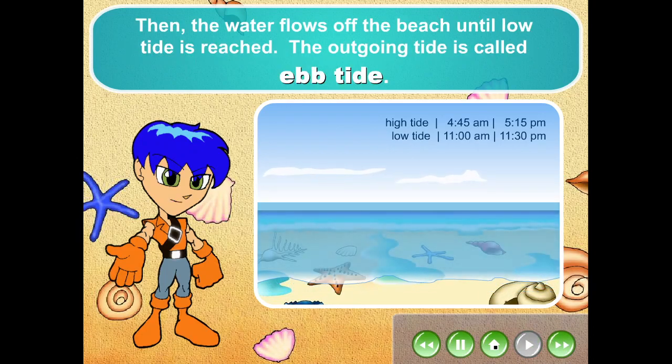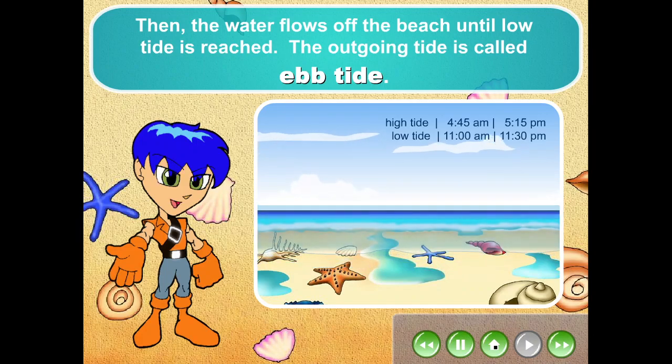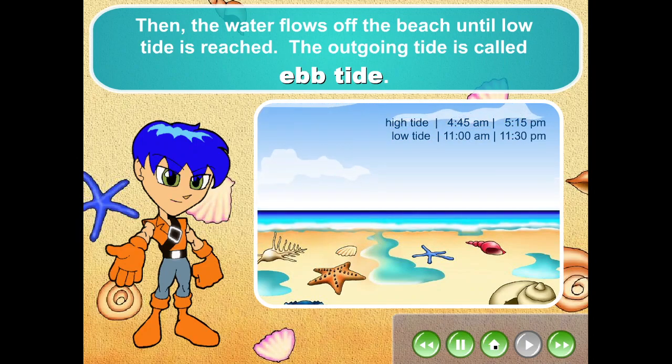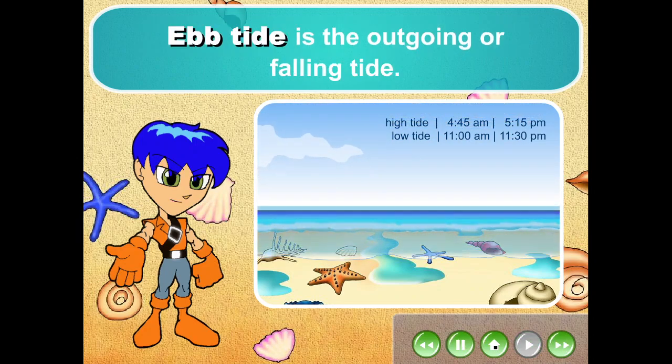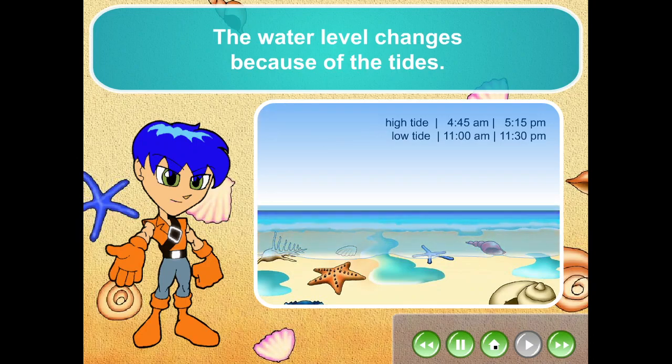Then the water flows off the beach until low tide is reached. The outgoing tide is called ebb tide. Ebb tide is the outgoing or falling tide. The water level changes because of the tides.